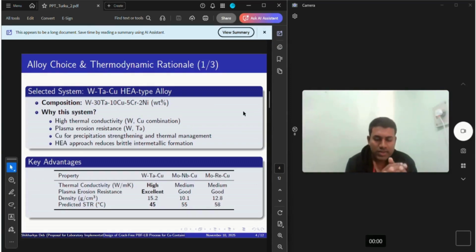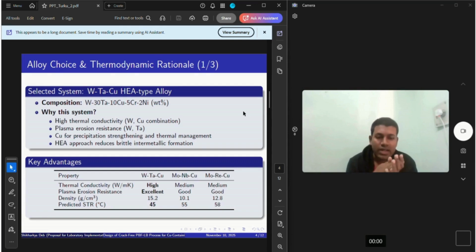The reason we are choosing tungsten is that it is the backbone of the alloy. Tungsten has the highest melting point of all metals, which is 3,422 degrees centigrade, and excellent high temperature strength. Its thermal conductivity is around 173 watt per meter Kelvin, which is crucial for dissipating heat from plasma facing surfaces. However, pure tungsten is brittle and difficult to process. By alloying it, we can improve its processability while maintaining its beneficial properties.